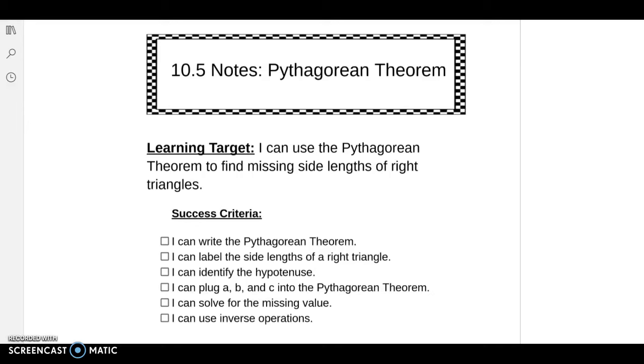Hey there, everyone. So this is your last lesson of the year, 10.5 Pythagorean Theorem. I can use the Pythagorean Theorem to find missing side lengths of right triangles.